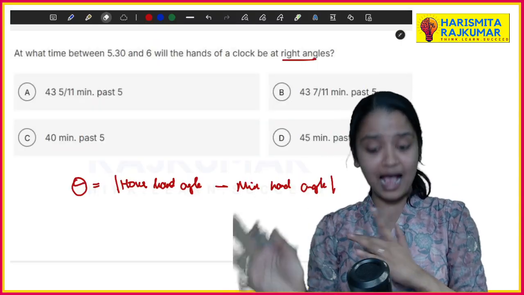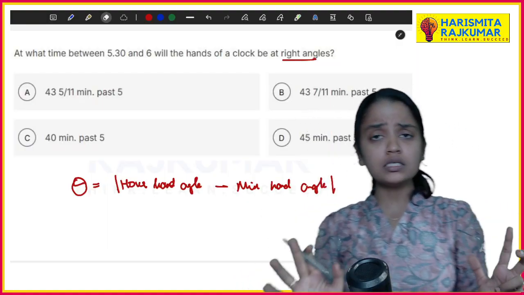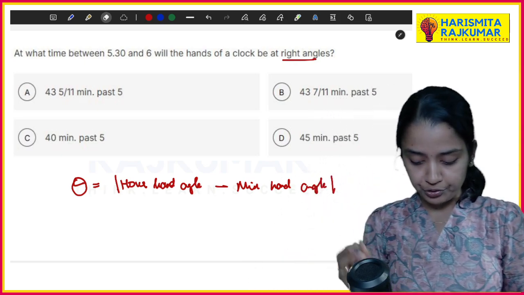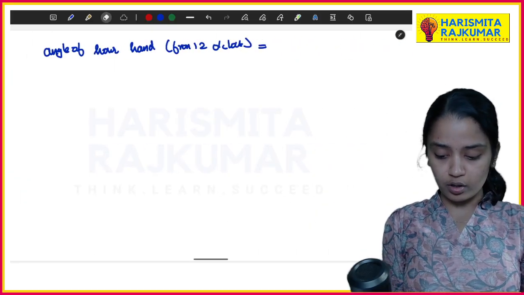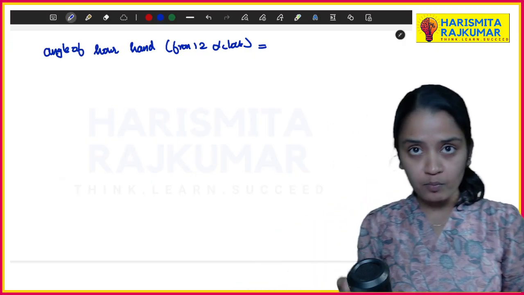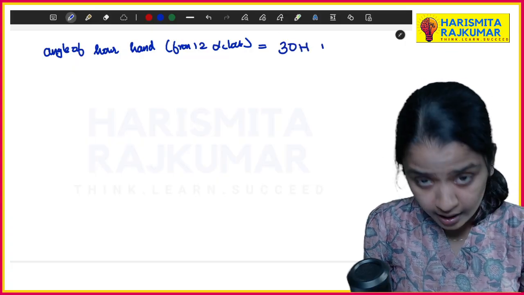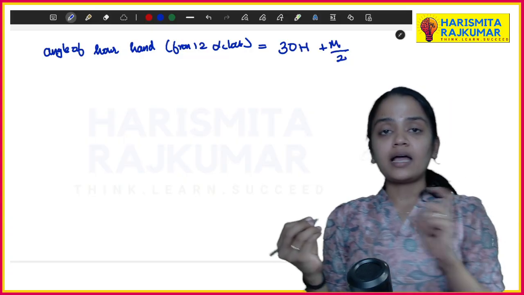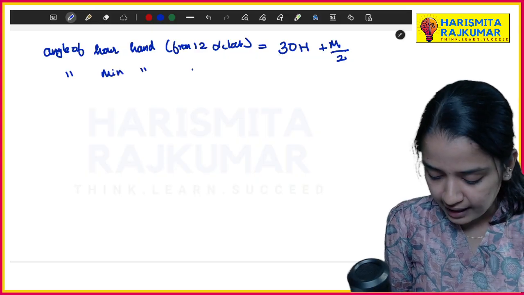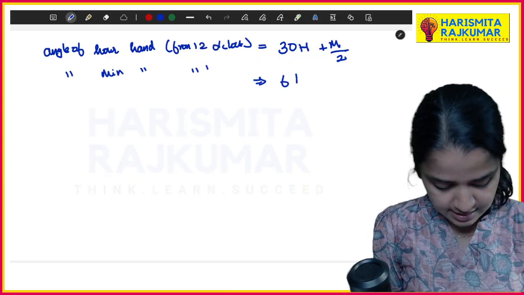hour hand angle minus minute hand angle. So this is the theta value. Okay. Now what are you going to do? Now there's one more formula for this. Angle of hour hand from 12 o'clock is 30H plus minute by 2. Likewise, angle of minute hand from 12 o'clock, what will it be? It will be 6 times the minute.